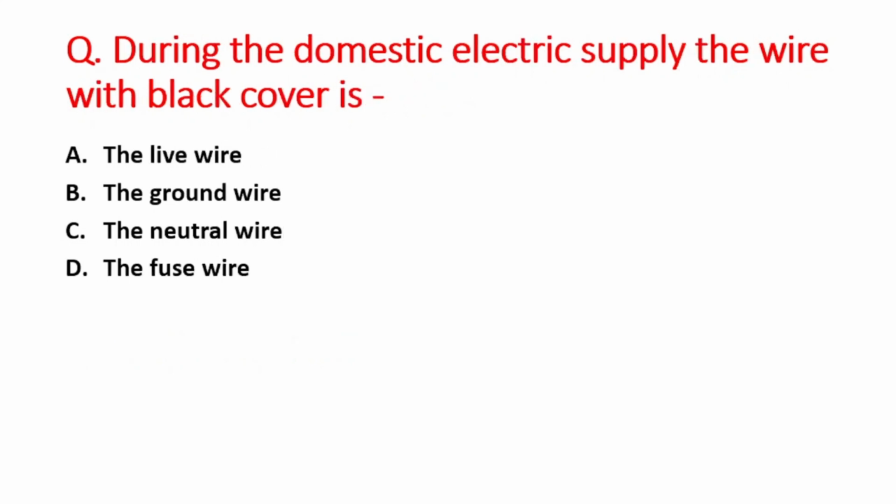Next question: during the domestic electric supply, the wire with black cover is. A option is the live wire, B option is the ground wire, C option is the neutral wire, and the D option is the fuse wire. So the black color wire indicates your neutral wire. That is option C, the right answer.